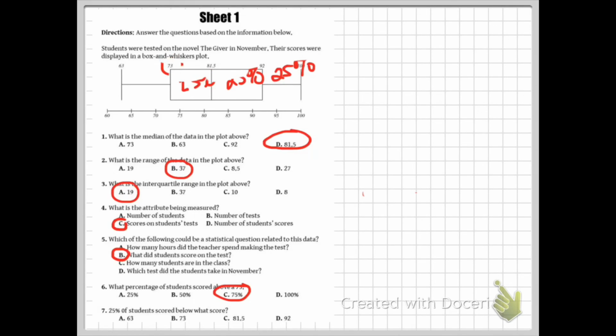And then the last one says, 25% of students, so that means it's got to be from here to here, scored below what score? Well, that means that they scored below a 73.